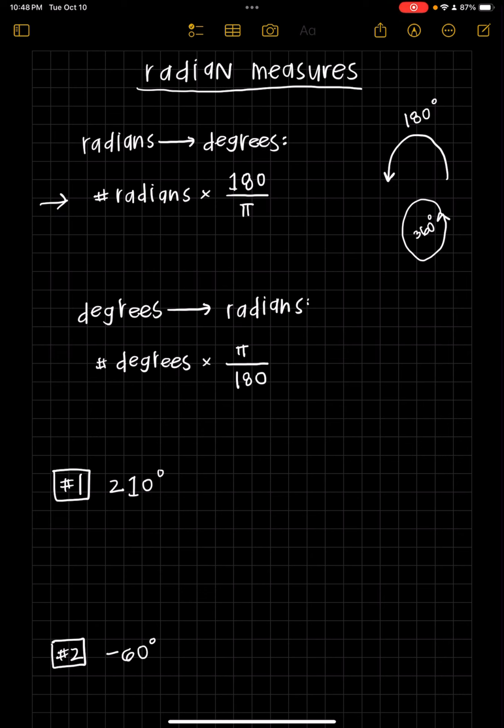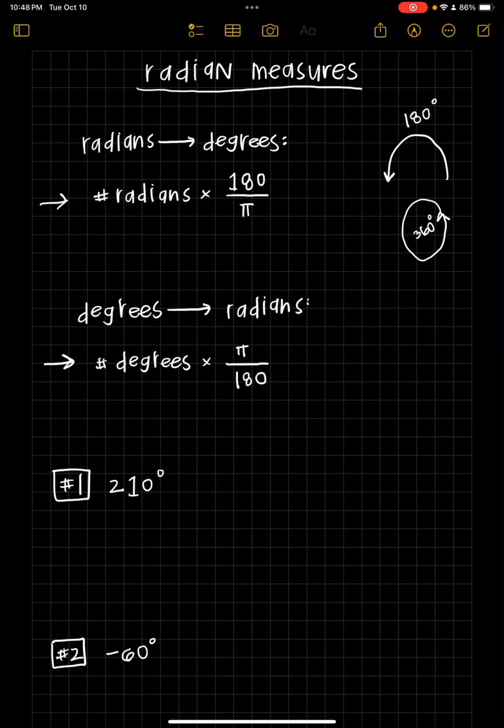Then the next equation that we're going to use, this one down here, is when we go from degrees to radians. So this time we're going to take the number of degrees that we get and multiply it by pi over 180. Again, this is the same thing. We just flip-flop the fraction from 180 over pi to pi over 180. This is because when we want to get rid of or convert the degrees to radians, the degree part of the fraction needs to be on the bottom, or the denominator. So let's just go through some examples.